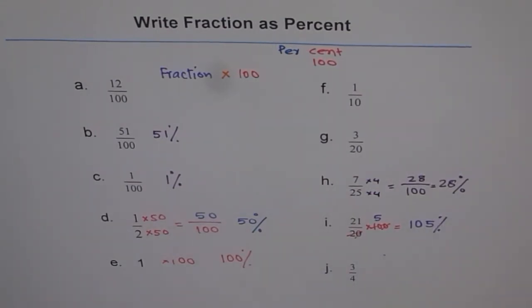Of course, you'll get more than 100 since the numerator is more than the denominator. It's an improper fraction, 21 over 20, right? Bigger number over smaller number, higher percent. Do you see that?